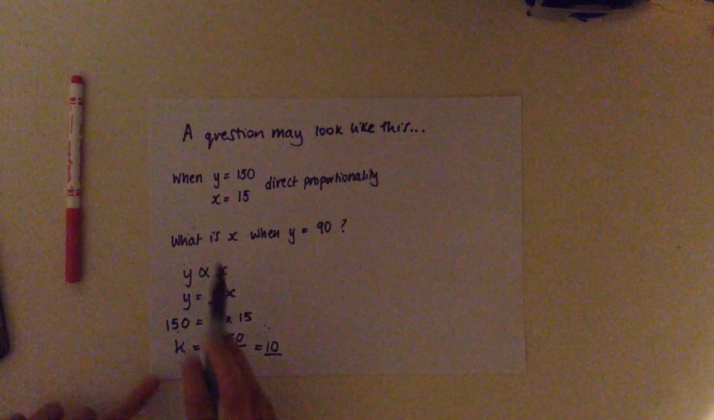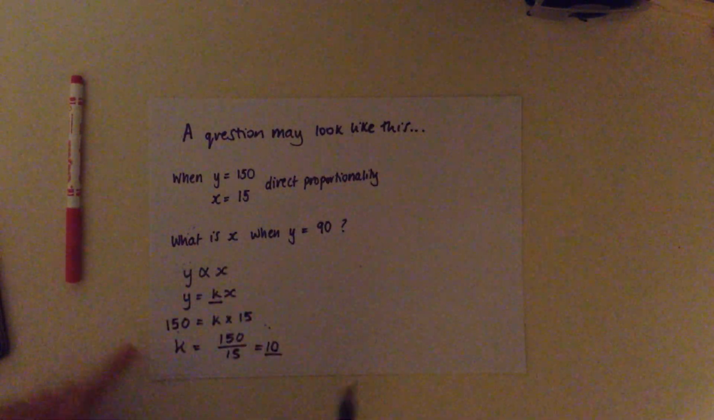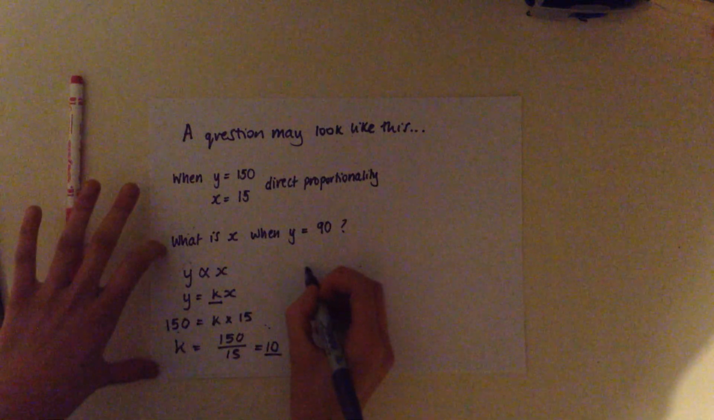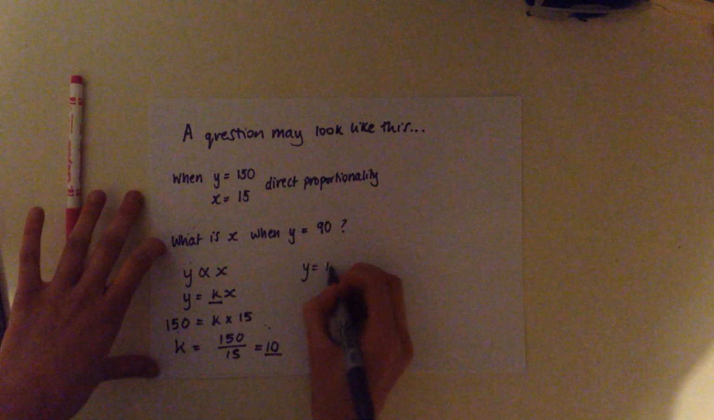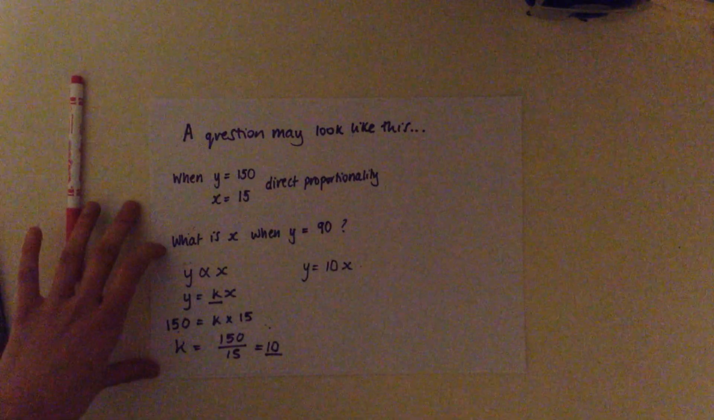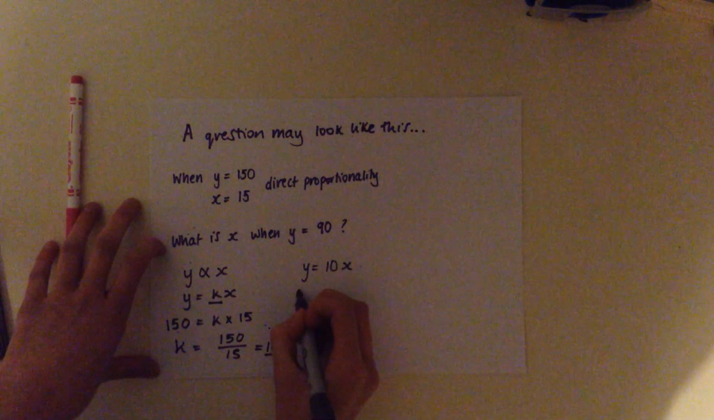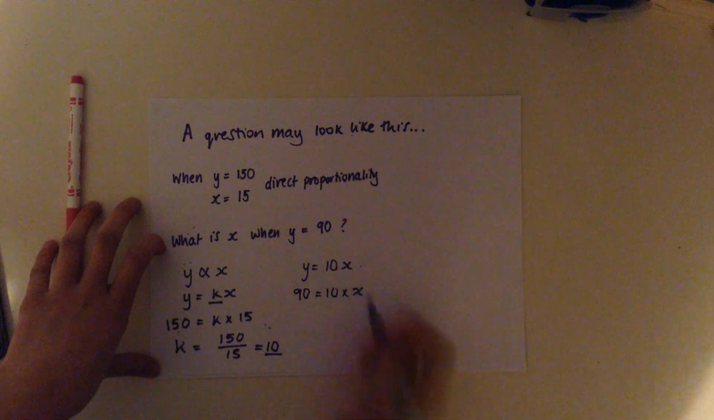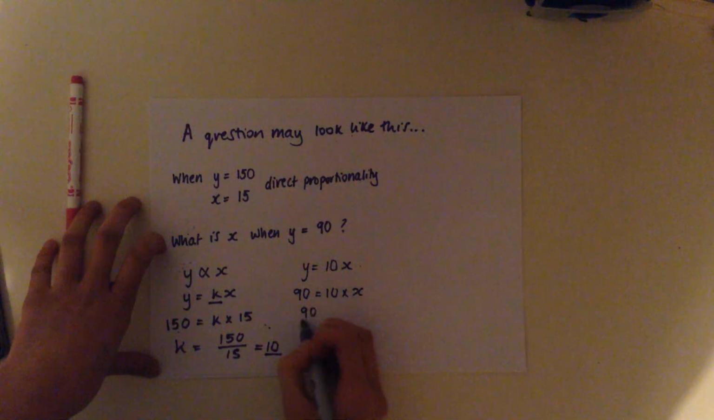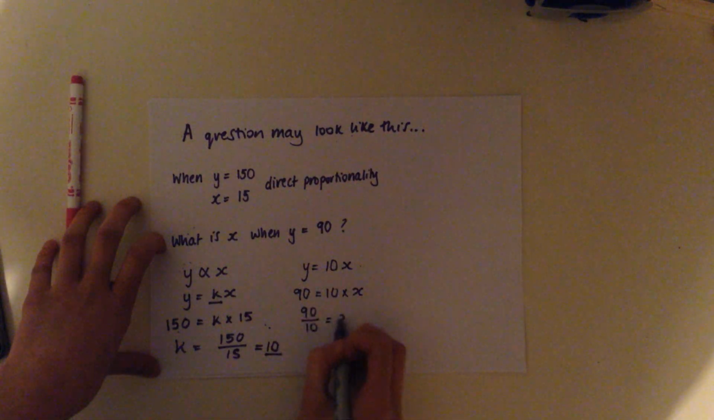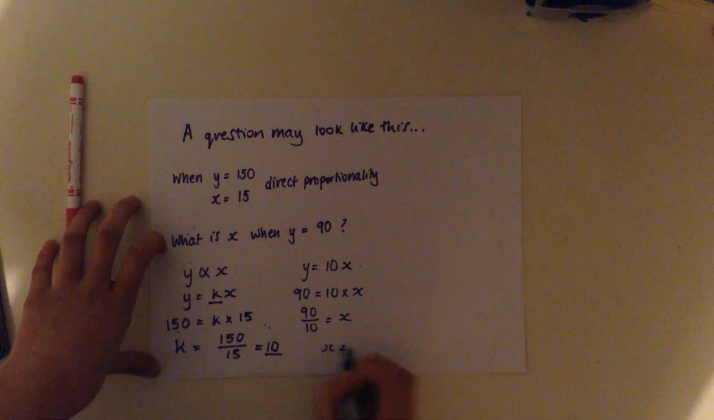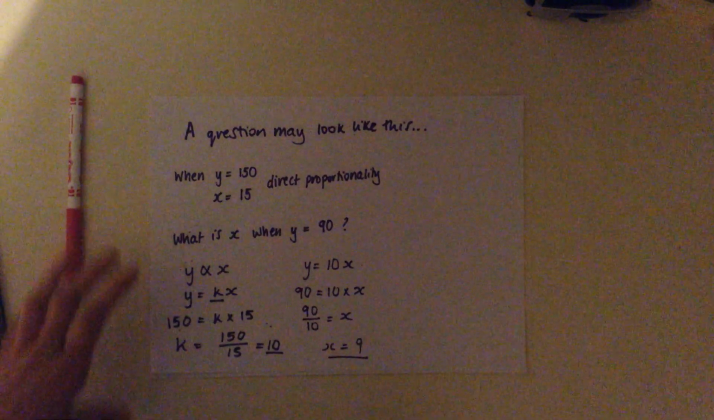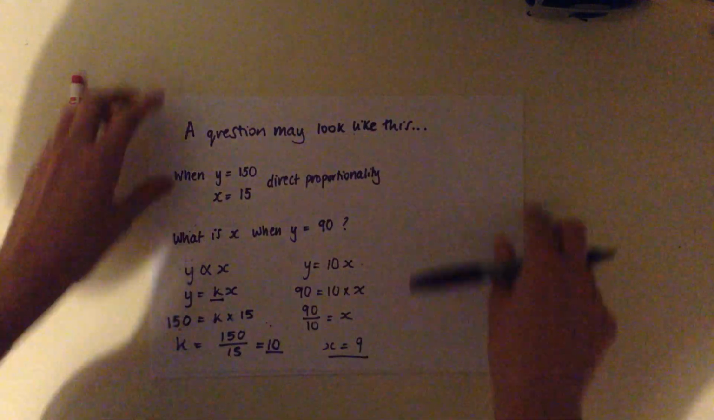So now the question says, what is x when y is 90? So we rewrite this, y equals 10x. Y is 90. We've got 10, now we need to find x. So we rearrange it again. 90 divided by 10 equals x, so x is 9. That's how you do direct proportion.